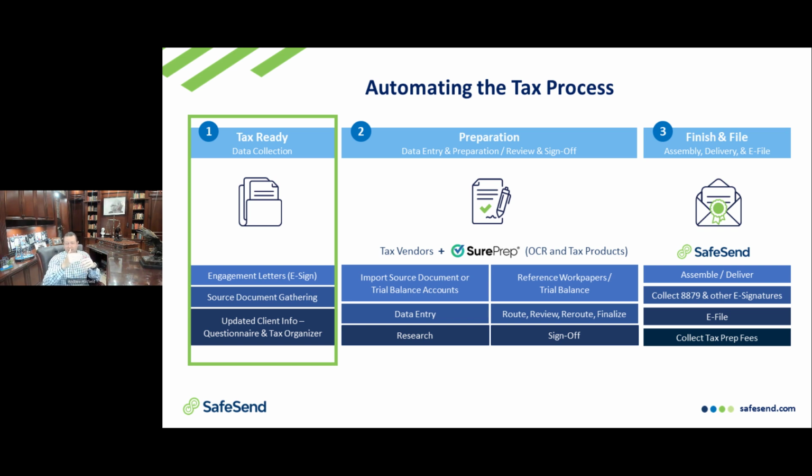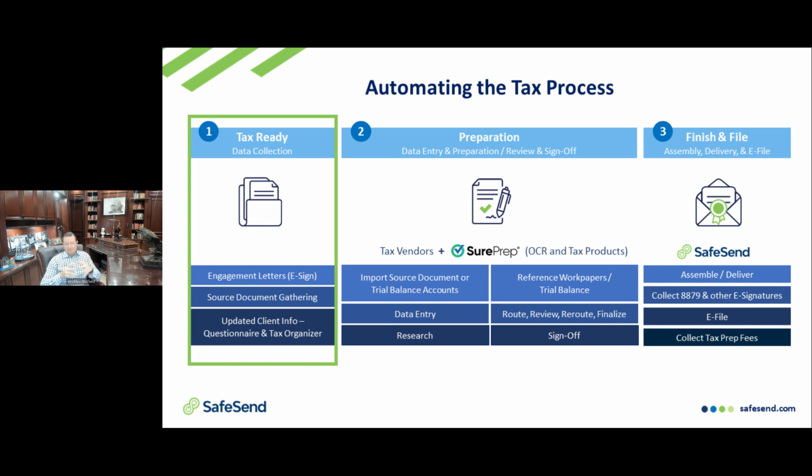We sort of look at this the same way, but we use terminology like tax ready because it really, to us, encompasses a lot more than maybe just front end or what gathering might be. And then preparation for the middle part, data entry, preparation, review, and sign off, and finish and file for the end piece, the assembly, delivery, and ultimately the signature and e-file of the return. And each of these pieces has a lot of parts.